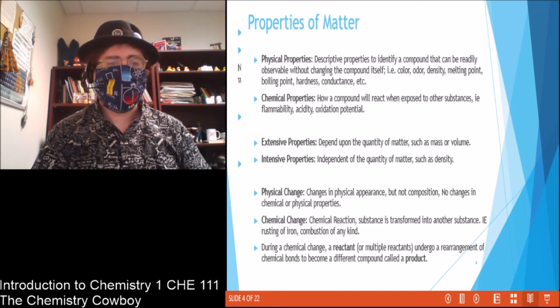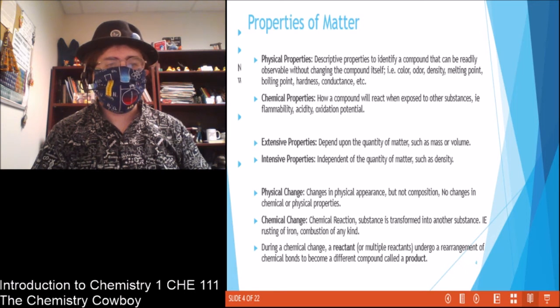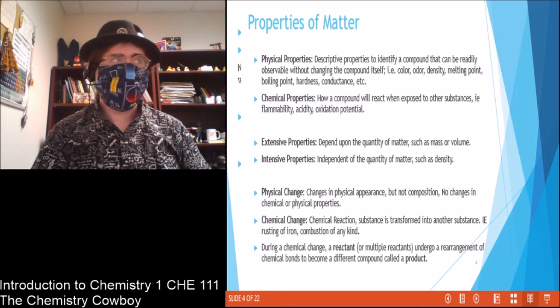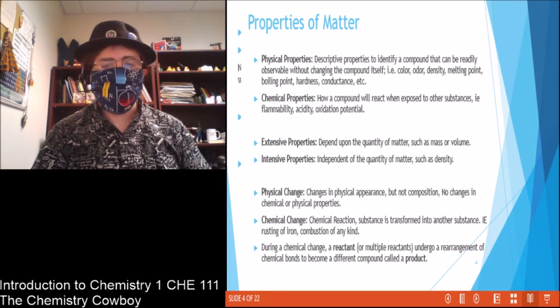I can measure the boiling point of something. The same way, I can boil it, but then I can condense it back. I can measure the hardness of a substance. Its conductance. Does it conduct electricity? All these are examples of physical properties that can be observed without changing the substance.